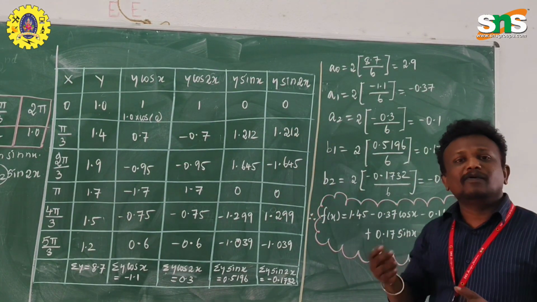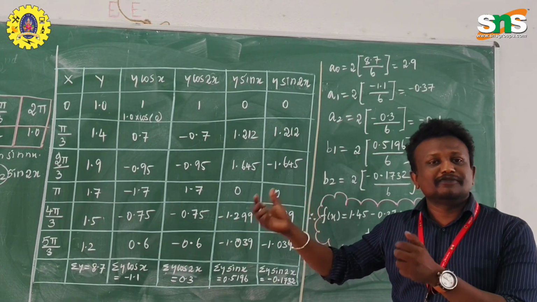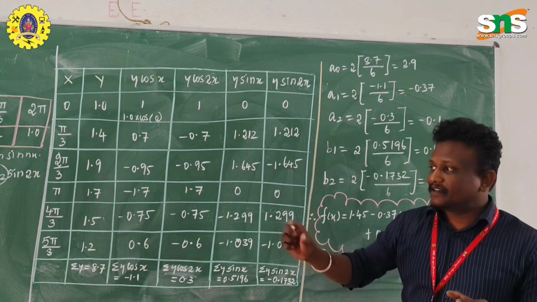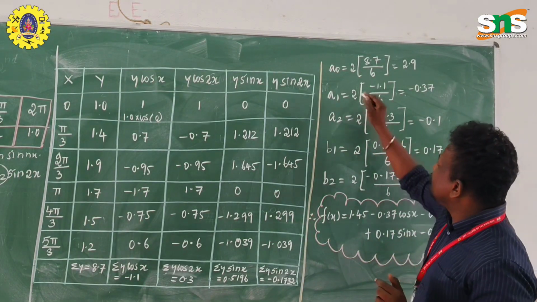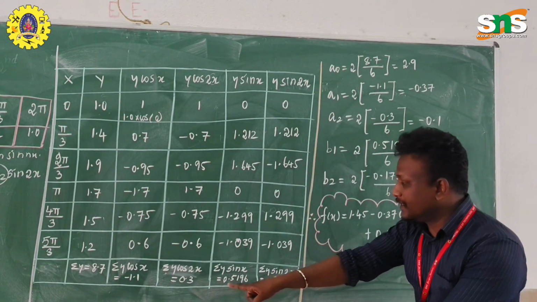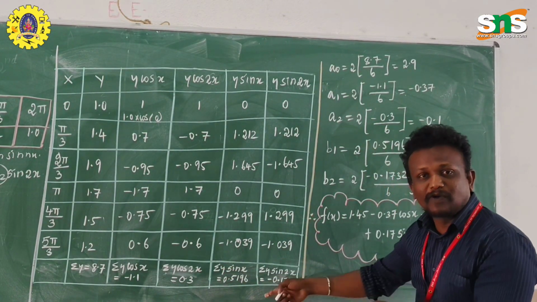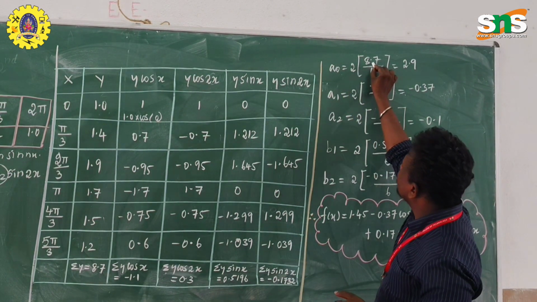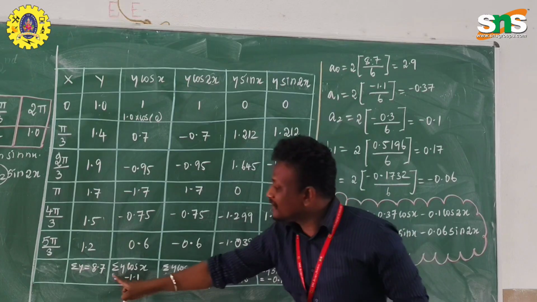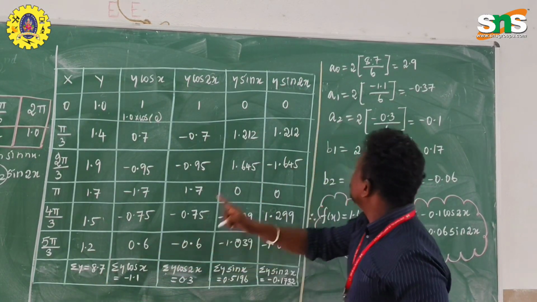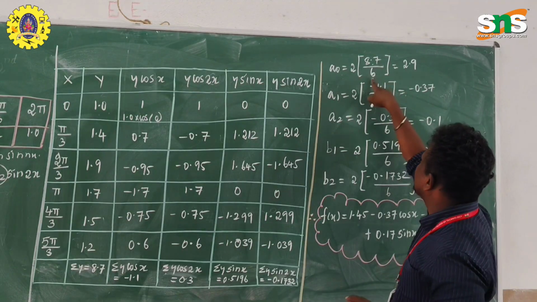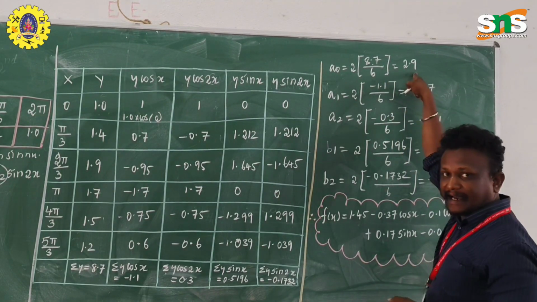Already we have written the necessary formula to obtain the Fourier series expansion. In that formula, you have to substitute the results which you have found here, right? To find A naught, we fit the value of summation y, which is 8.7, divided by capital N, which is 6. After simplification, you will get 2.9, right?